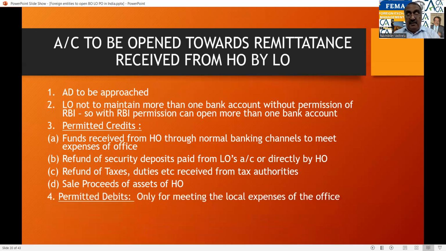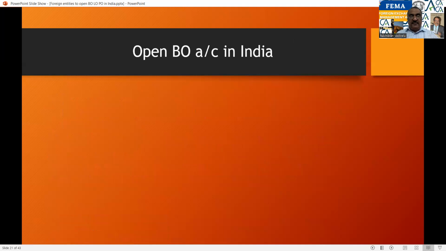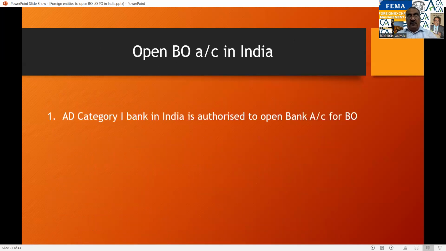And what are the permitted debits? Only the expenses and no other things. That is only for meeting the local expenses of the office. The debits are allowed in the account opened by the liaison office. Now, open a branch office in India. What are the rules and regulations that you have to follow?